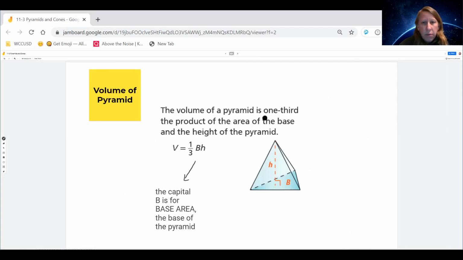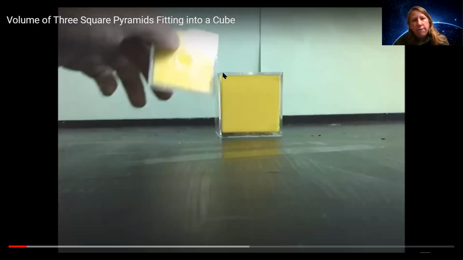The volume of a pyramid is 1/3 the product of the area of the base times the height of the pyramid. So it's the same formula, base area times height, as we had for prisms, but there's this 1/3 right here, which is kind of interesting. I'm going to show you a video. So this is a video demonstrating why the volume of a pyramid is 1/3.